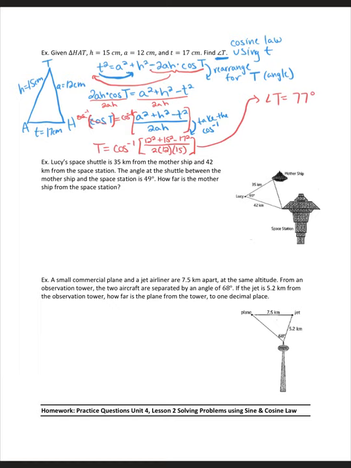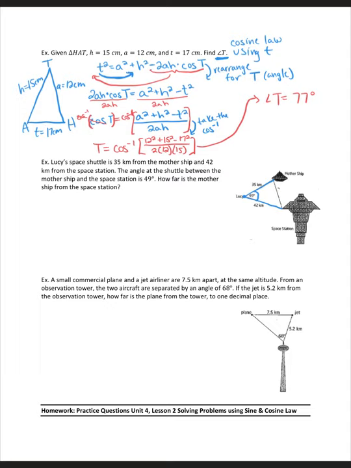Okay, let's look at one word problem together, and then I'm going to have you try the last word problem on your own. It says, Lucy's space shuttle is 35 kilometers from the mothership and 42 kilometers from the space station. So here's Lucy, and she's 35 kilometers from the mothership, and 42 kilometers from that space station. The angle at the shuttle between the mothership and the space station is that 49 degrees in the diagram. How far is the mothership from the space station?